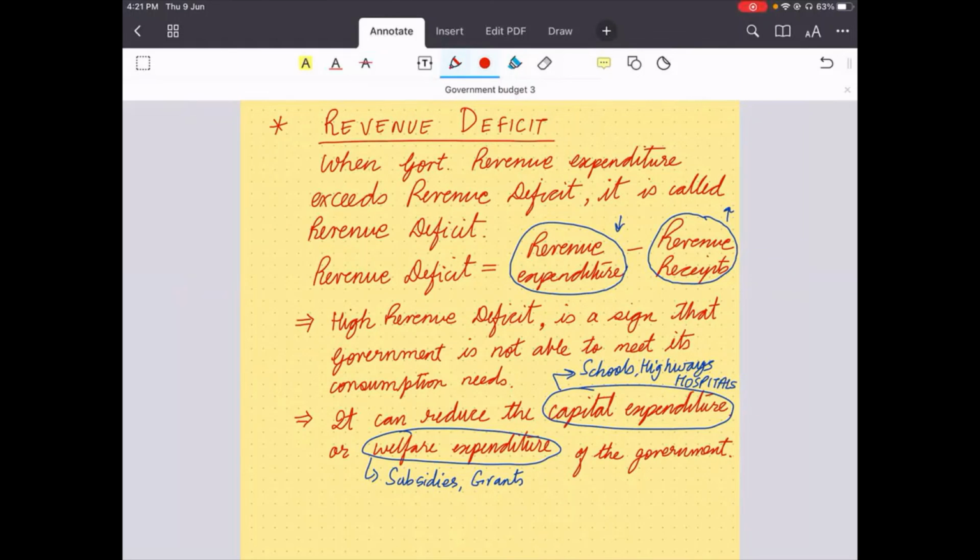Right? So I think the revenue deficit is very much clear with this concept. Let us highlight the formula. This is revenue deficit, revenue expenditure, revenue receipts.